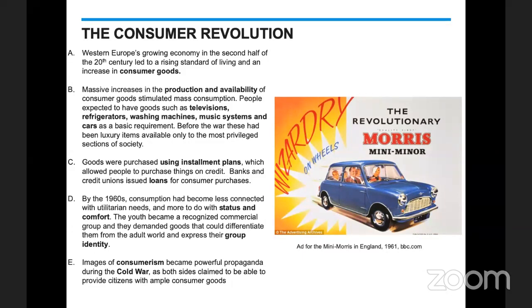We will see both sides presenting their citizens with ample consumer goods, both of them stressing the superiority of their particular economic ideology to be able to provide people with things that they want. And if you see on the right, there's this wonderful ad from England in 1961 for the Morris Mini Motor, the family happily in the car. I like that we've got the kids in the back. And this is just sort of what a new family is looking to acquire. These are no longer luxury goods, but rather what every family should have and deserves to have.